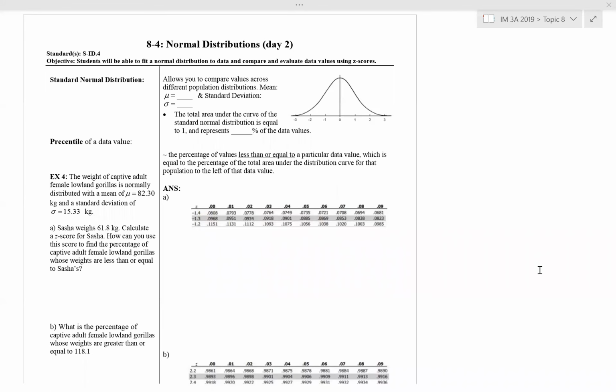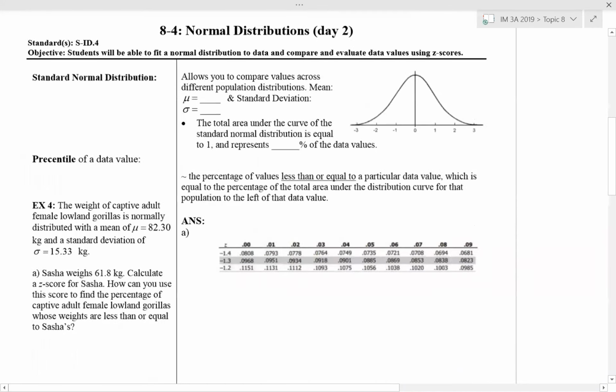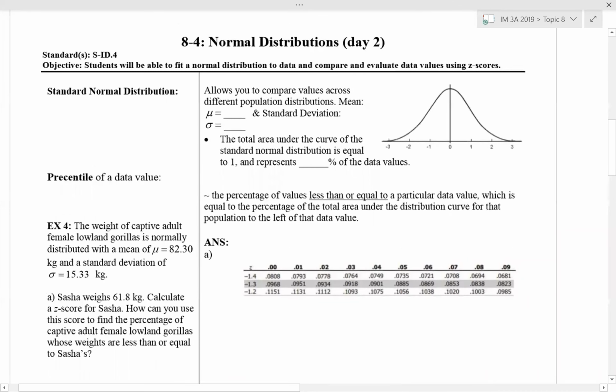Okay, so this lesson we're going to look at the second half of section 8.4, and so we're still talking about fitting normal distributions to data and comparing to evaluate data values using z-scores. We're going to go a little deeper into z-scores and talk about how those can find us exact percentages compared to the percentages that we have in the empirical rule, where it has to be perfect standard deviations away.